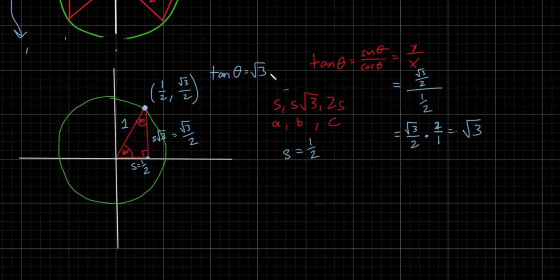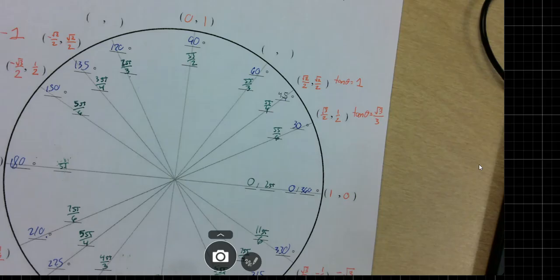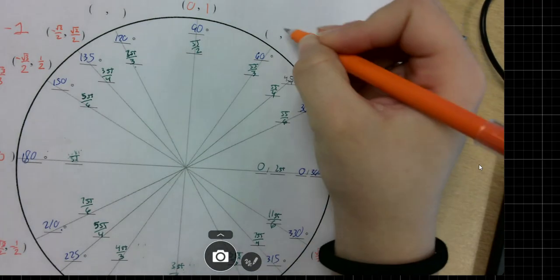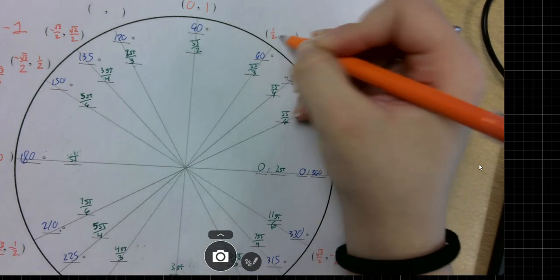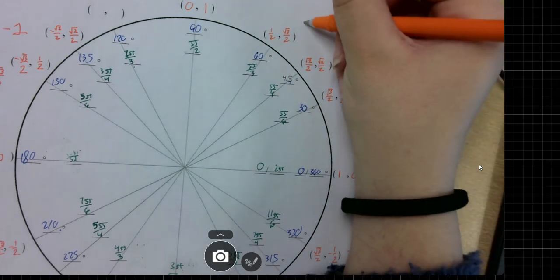Okay, I heard 1 vote for unit circle. Unit circle it is. Wait, flipping over, what degree am I at? Okay, and what's my point at 60? Yep, and what's tangent?